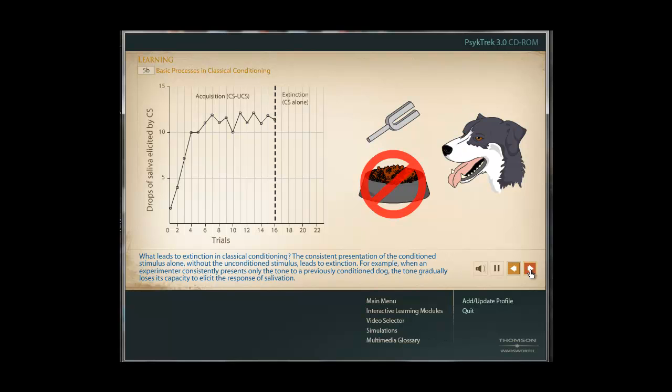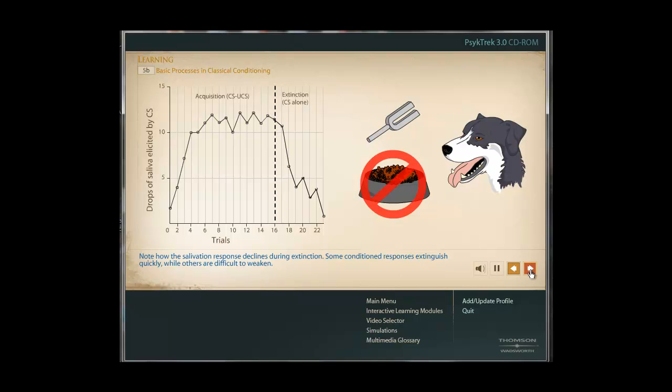For example, when an experimenter consistently presents only the tone to a previously conditioned dog, the tone gradually loses its capacity to elicit the response of salivation. Note how the salivation response declines during extinction. Some conditioned responses extinguish quickly, while others are difficult to weaken.